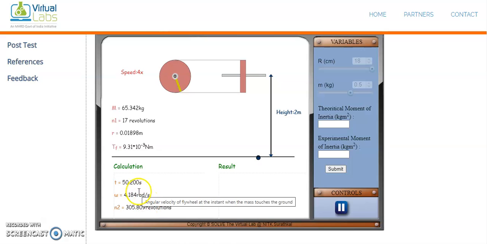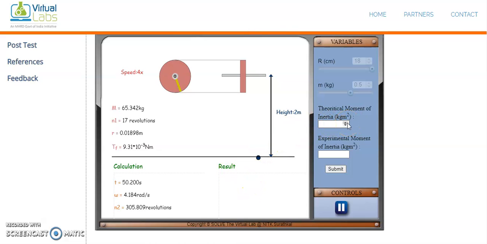They have given the angular velocity in radians per second. Angular velocity for this, we can determine from the speed. They have given n1 as 17 revolutions and n2 as 305 revolutions. So we can observe the changes here, right? Now we have to calculate the theoretical moment of inertia value and the experimental moment of inertia, and look over the result.